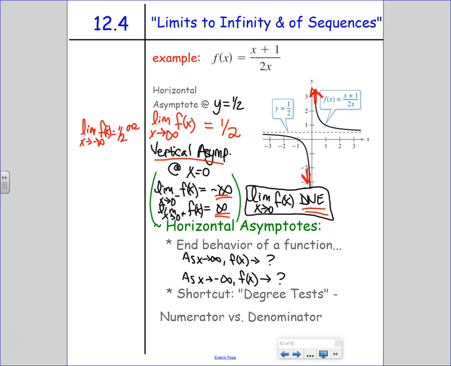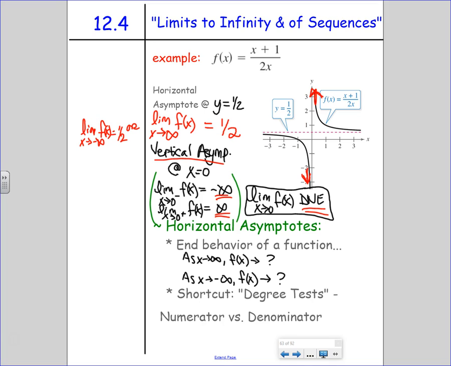Look up here. If horizontal asymptotes exist, the limits to infinity exist. Guess what we're going to use degree tests to help us find? Limits to infinity. So check it. Horizontal, oh guys, it was right there. Embarrassing. So, horizontal asymptotes: end behavior of a function.